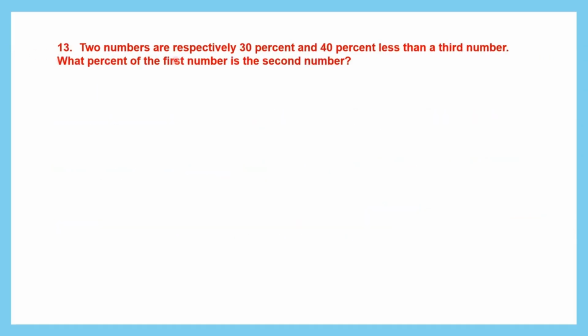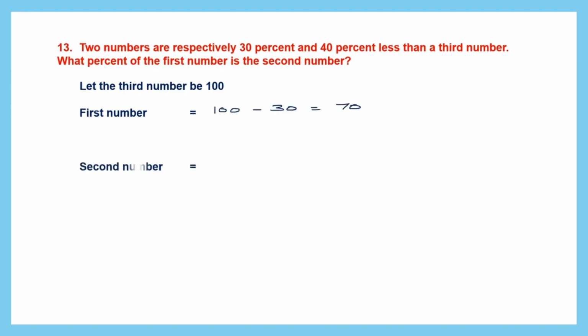Question 13. Two numbers are respectively 30% and 50% less than a third number. So let's consider the third number to be 100. That means the first number is 30% less than the third number. So that is 100 minus 30. So this makes it 70%. The first number is 70. Then the second number is 40% less than the third.